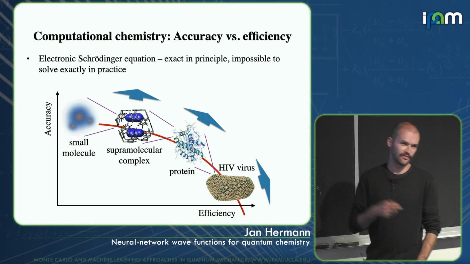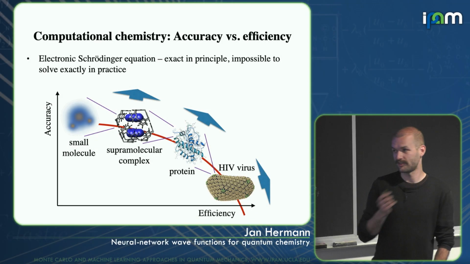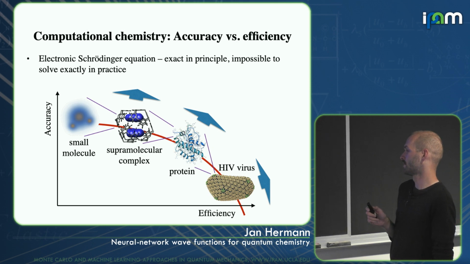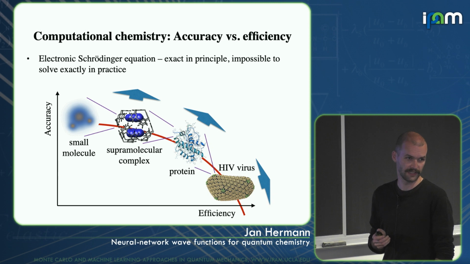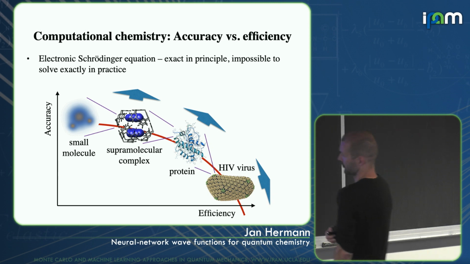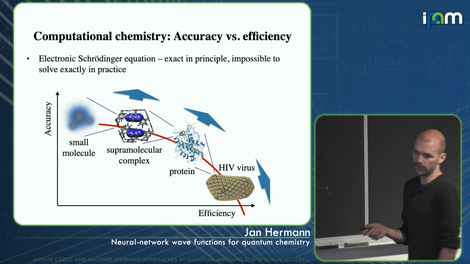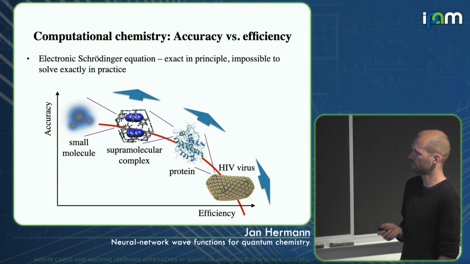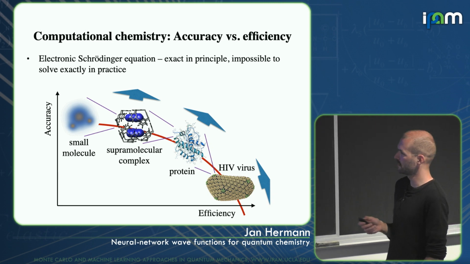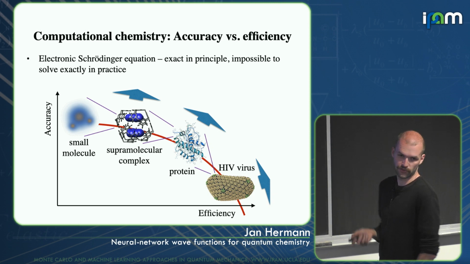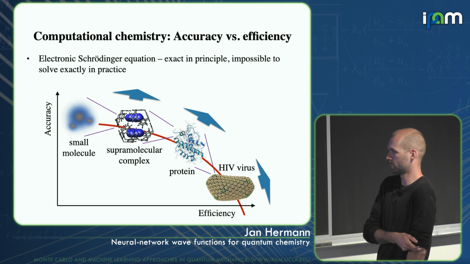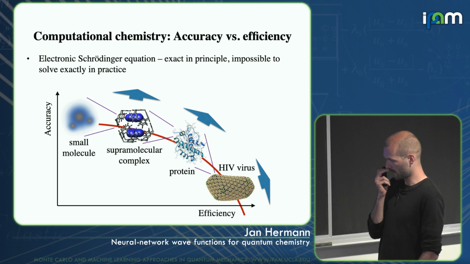So the general context for my talk and for all the stuff that I do is this never-ending story of compromise between accuracy and efficiency in computational chemistry, where we know the fundamental law for most of the applications that we're interested in. That's the electronic Schrödinger equation. And unfortunately, we can't really solve it exactly. And so we have this amazing zoo of methods that make a different compromise between accuracy and efficiency.